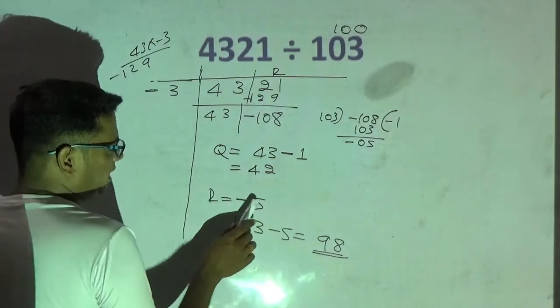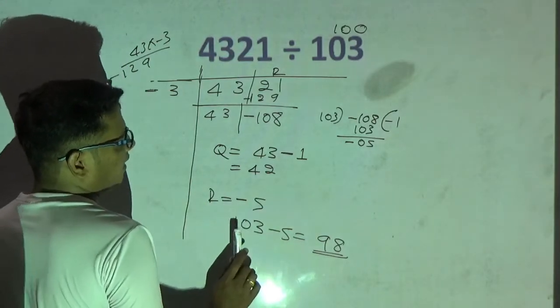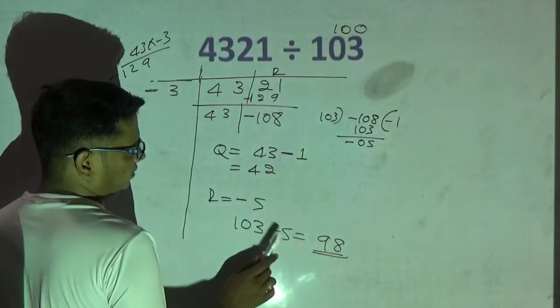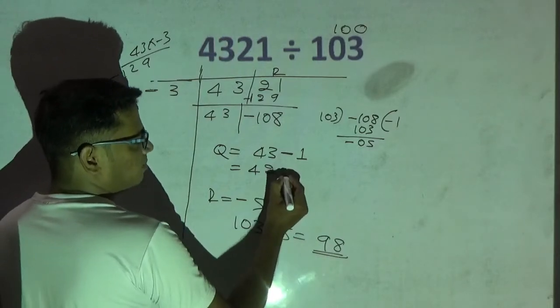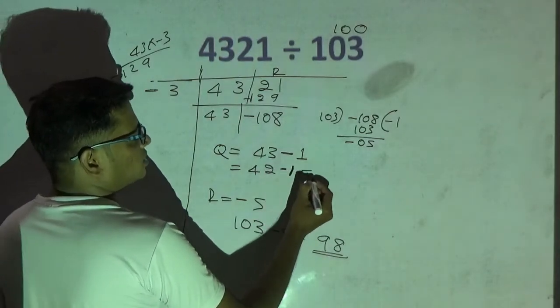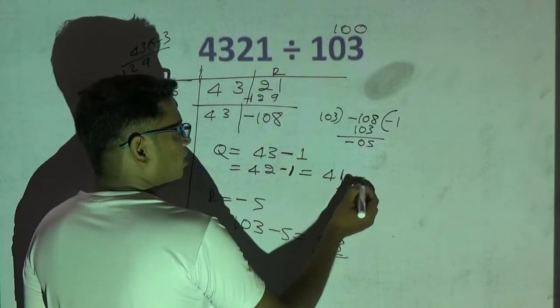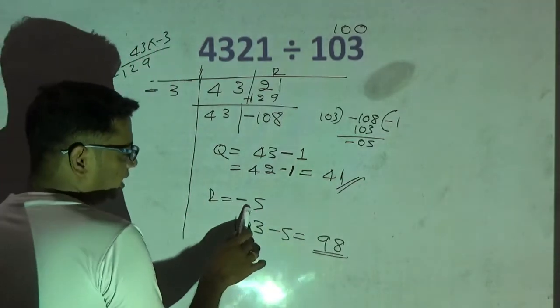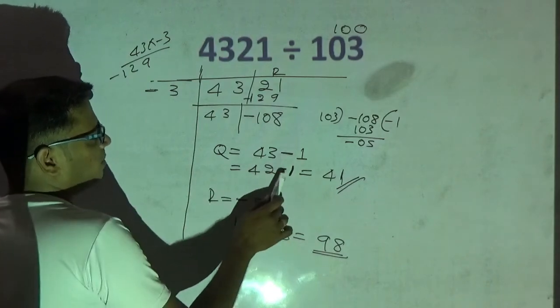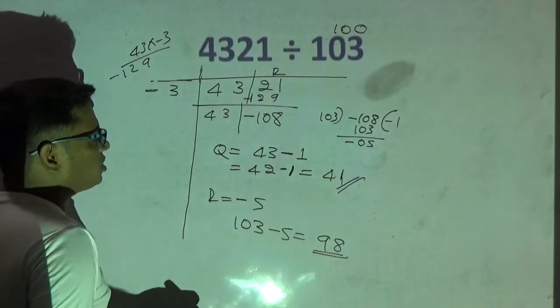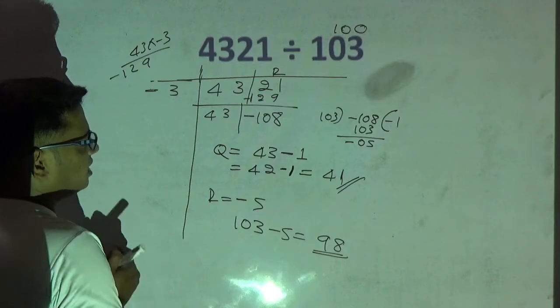Whenever you get a negative number, you should do like this: the given number minus the negative number. So 98. After you do this, you also have to adjust the quotient. Converting the negative remainder to positive means you have to do minus 1 for your quotient. 42 minus 1 is 41. So the quotient is 41 and the remainder is 98.